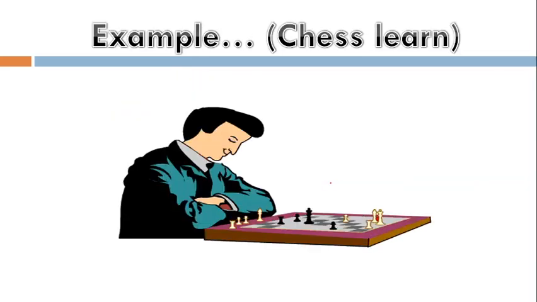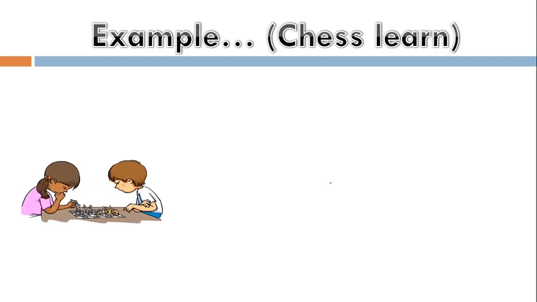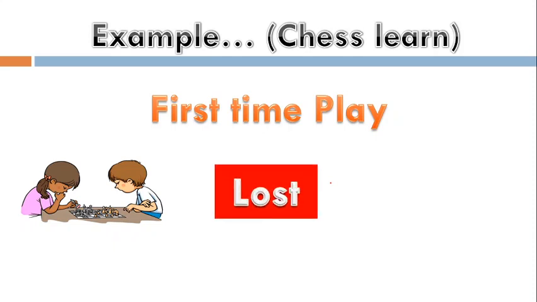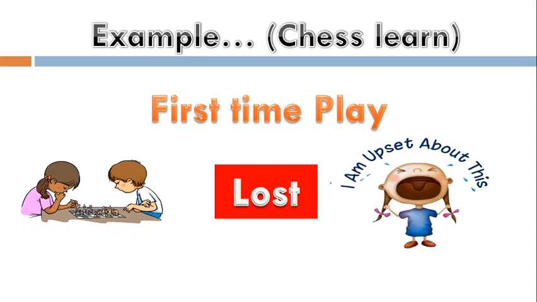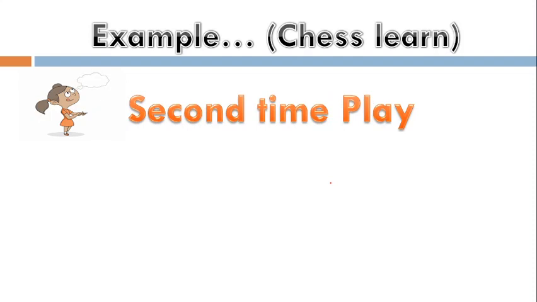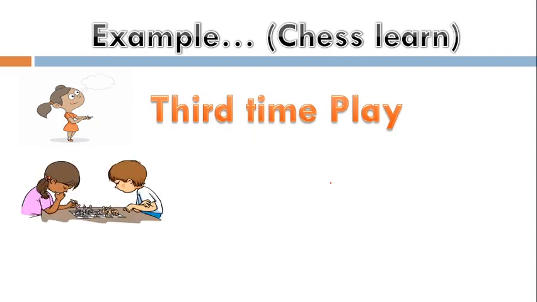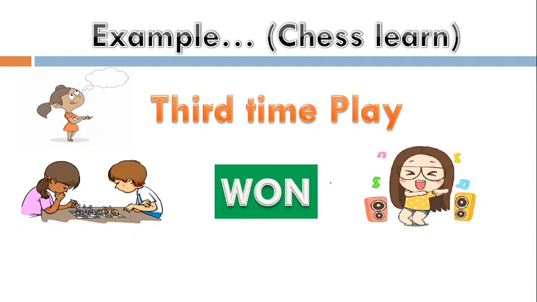Coming to the example, chess playing. All of you know about the chess game. If you are playing chess with your friend for the first time, you lost the game. Then you are very upset about that. After analyzing the results of the game and thinking about the problems, you play a second time with the friend, and you lost. Once again, you are upset. So after thinking about the first game and the second game, you play the third time with the friend, and you won the game. Okay, let's make a party.